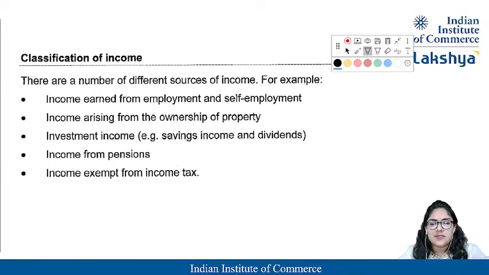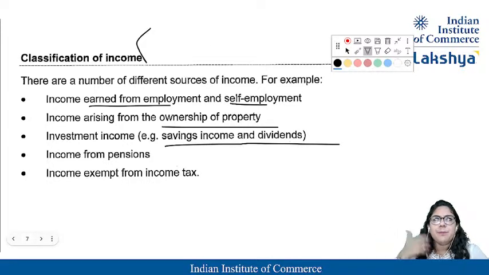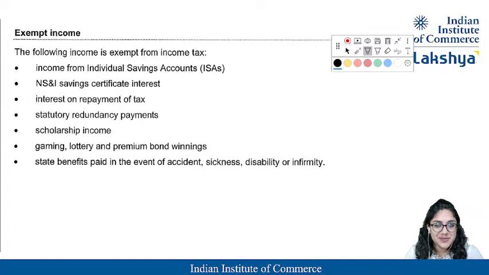So now what is my classification of income? From where can I get the classes of income? I can do employment, I can be self-employed, I can own property, I can have some savings income, dividend income, maybe I'll be having some pension income, exempt income. It could be a combination of all the income that we understood.